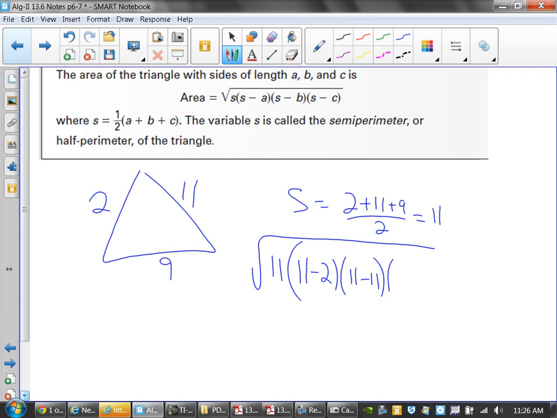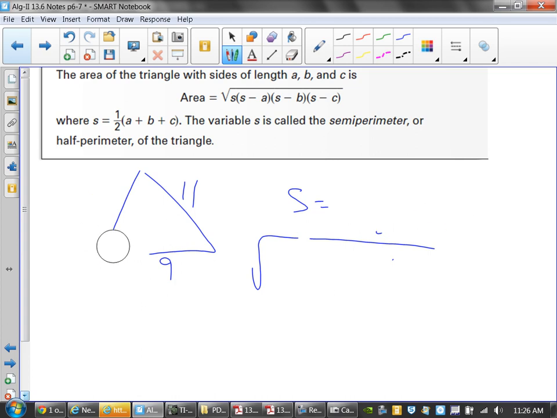Wait, did I screw something up? It shouldn't be 0. Oh, this might not be able to make a triangle, that's why. That's what happens when you make up numbers. Yeah, that's what I was wondering. Sorry. Wait, yeah, it's 9 and 2. It wasn't going to work with that triangle.